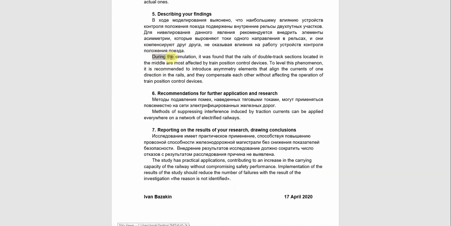During the simulation, it was found that the rails of a double-track section located in the middle are most affected by train position control devices. To level this phenomenon, it is recommended to introduce asymmetry elements that align the currents of one direction in the rails, and they compensate each other without affecting the operation of train position control devices.